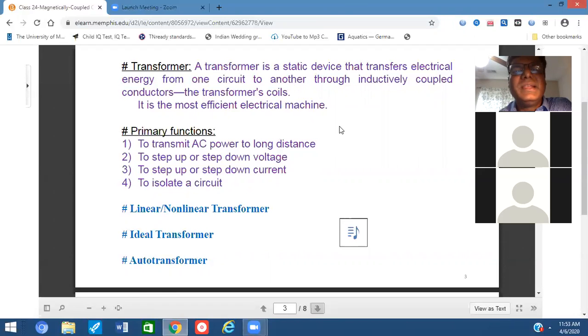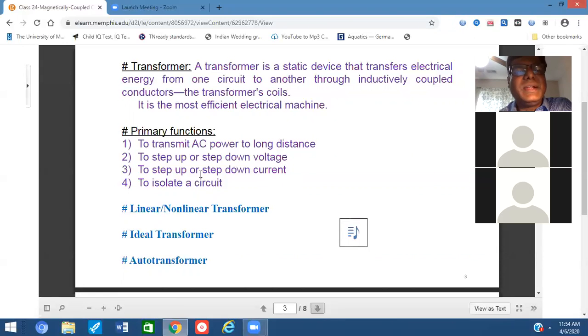And what are the primary functions? Everybody see, I have written: to transmit AC power over long distances. Just keep in mind, a transformer cannot transfer DC power. DC power is not transferable. And that is the motivation to explore AC power and hence the transformer.